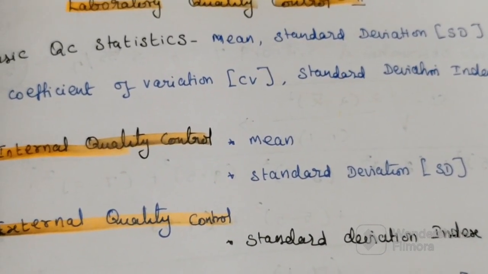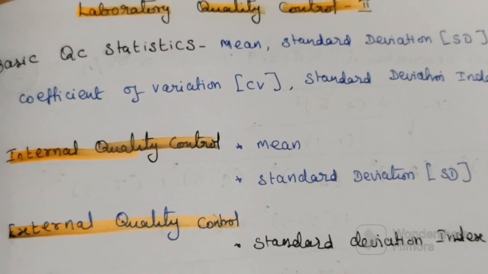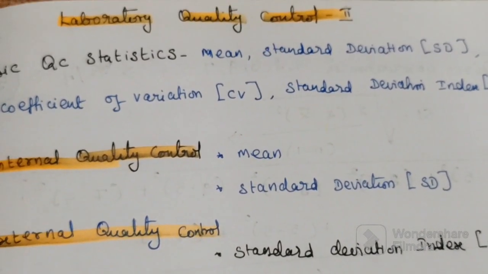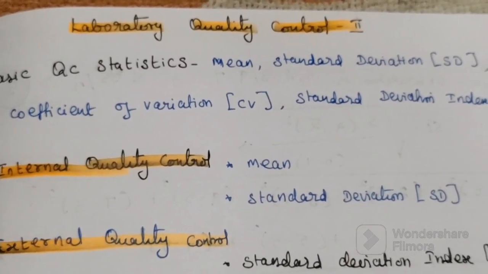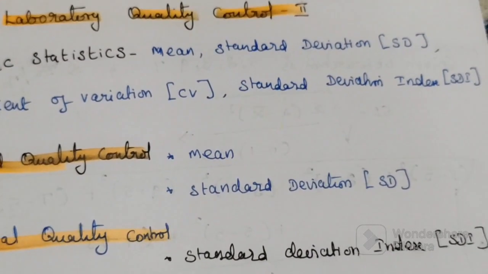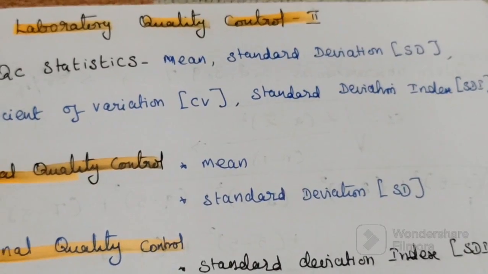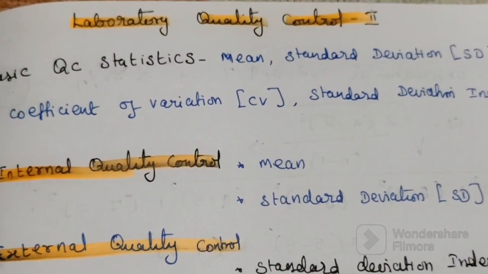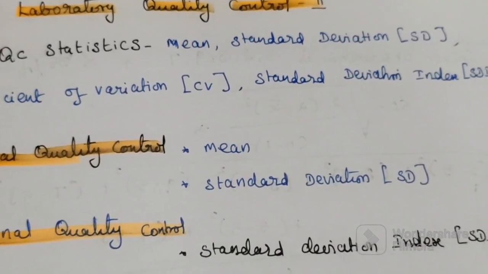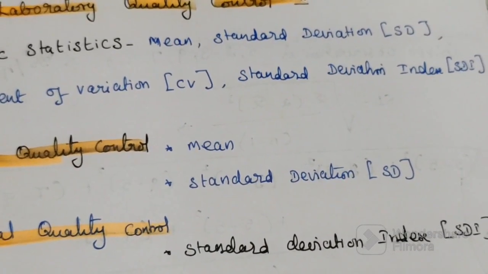So the specific learning objectives are here: mean, standard deviation, coefficient of variation and standard deviation index. In this video we can learn about mean, standard deviation, coefficient of variation and standard deviation index.